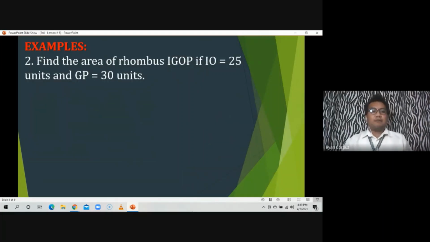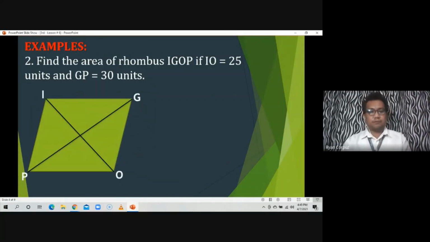So let's have example number 2. Find the area of rhombus IGOP if IO is equal to 25 units and GP is equal to 30 units. So, tingnan natin figure. Ito yung rhombus IGOP. So, ito daw IO, ito, measures 25 units. While GP, ito naman, the other diagonal, measures 30 units.